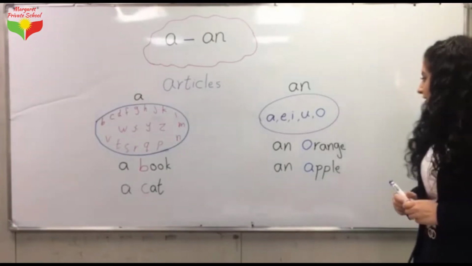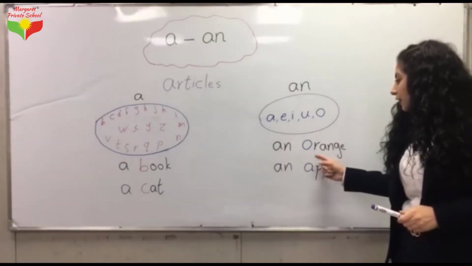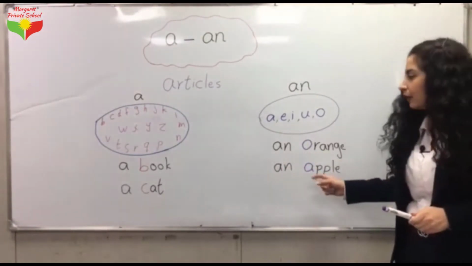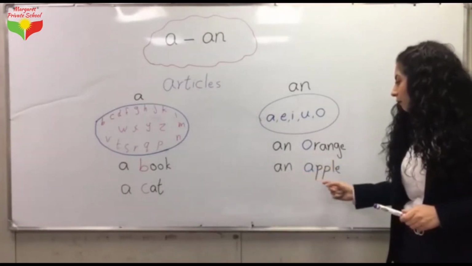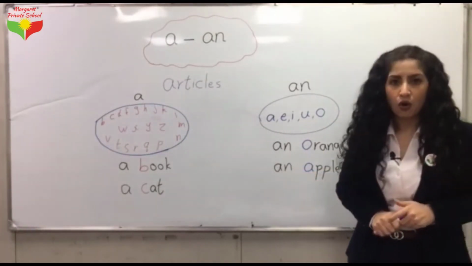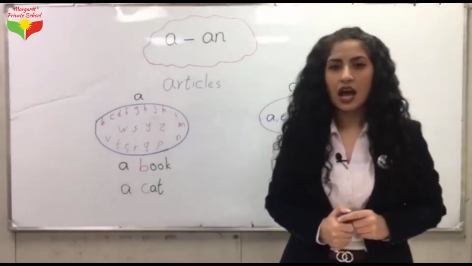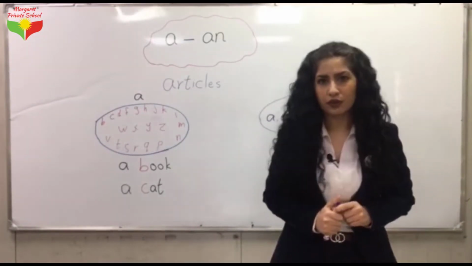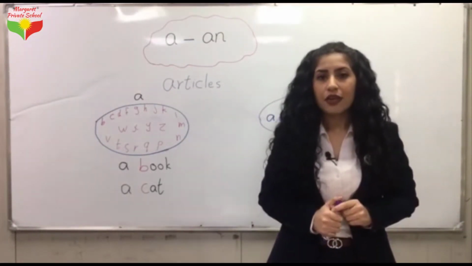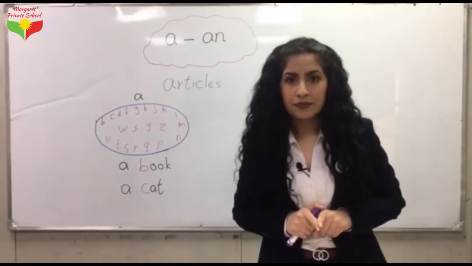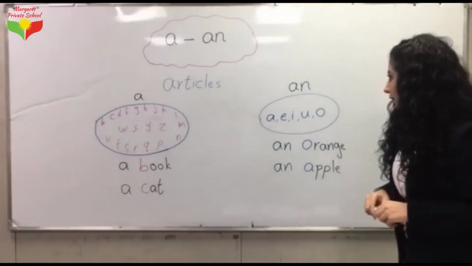Okay? For example, an orange, an apple. We can't say a orange. We can't say a apple. They fight together.